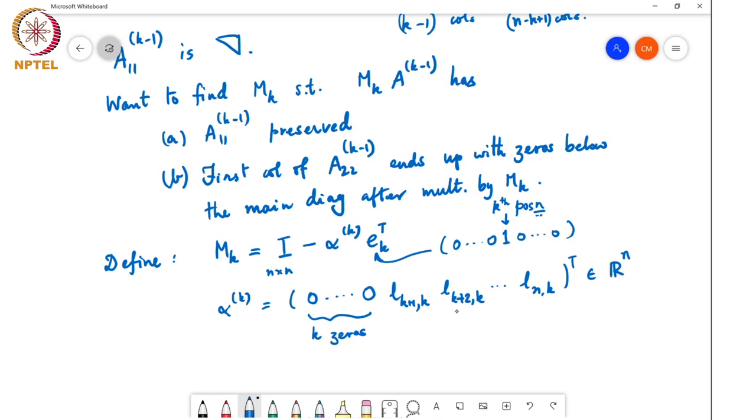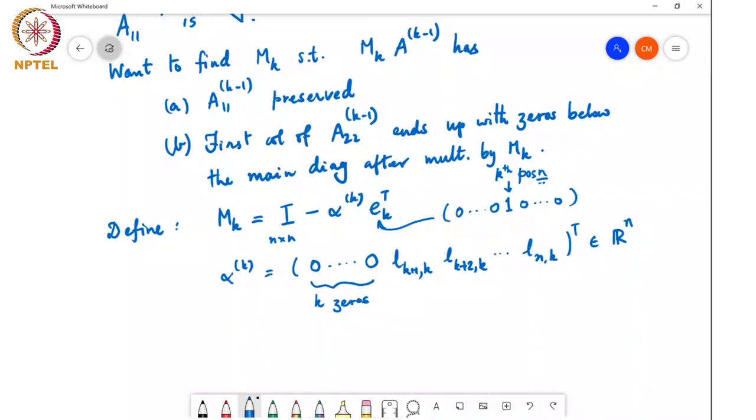I also need to tell you how to choose these values. We will choose l_ik to be a_ik^(k-1) divided by a_kk^(k-1), for i equal to k plus 1 and all these indices. Here I am assuming that this a_kk^(k-1) is non-zero, and this plays a very significant role in Gaussian elimination, and this is called a pivot element.